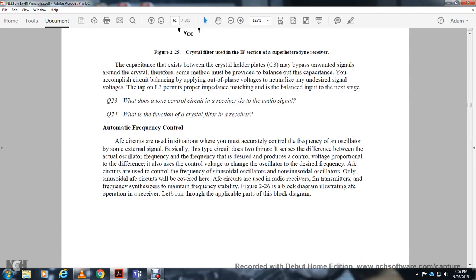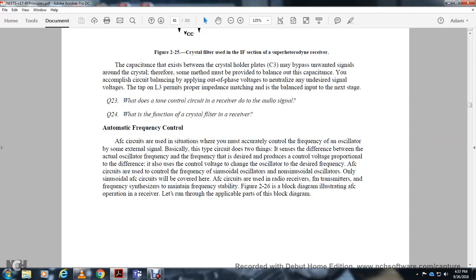Alright, automatic frequency control. Automatic frequency control is used where you must most accurately control the frequency of an oscillator by some external signal. The basic circuit of this type does two things: it senses the difference between the actual oscillator frequency and the desired frequency, and it produces a control voltage proportional to the difference. Then the control voltage changes the oscillator to the desired frequency.